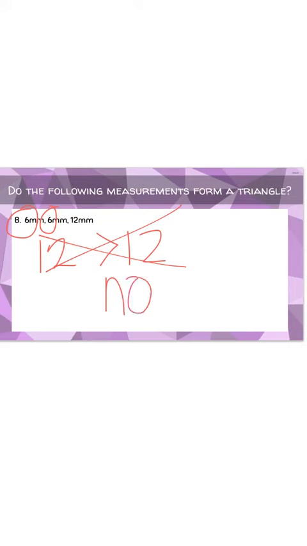Do 6 millimeters, 6 millimeters, and 12 millimeters form a triangle? You take the 6 and the 6 because they're the 2 smaller lengths, add them up, and they are 12. Is 12 greater than 12? No, it is not, so this is not a triangle.